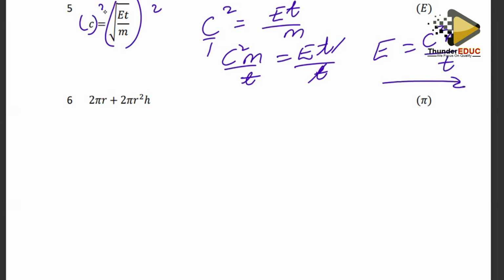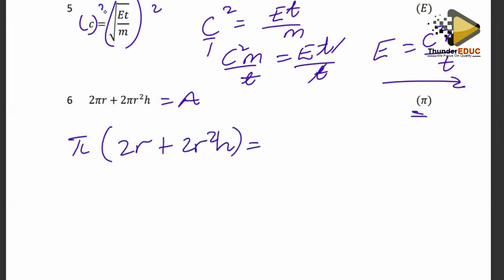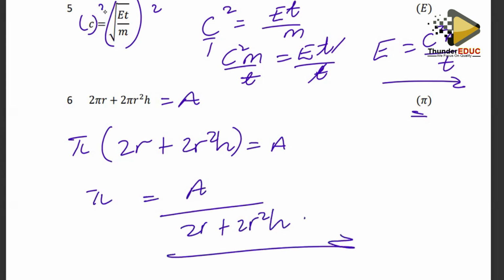And then lastly, we need to make pi the subject. Let's call this A. For us to get pi the subject, we're going to take it out, factorize it. We have pi (2r plus 2r squared h) is equal to A. Then divide both sides by the bracket. So which means it's A over (2r plus 2r squared h). And then that becomes our answer.